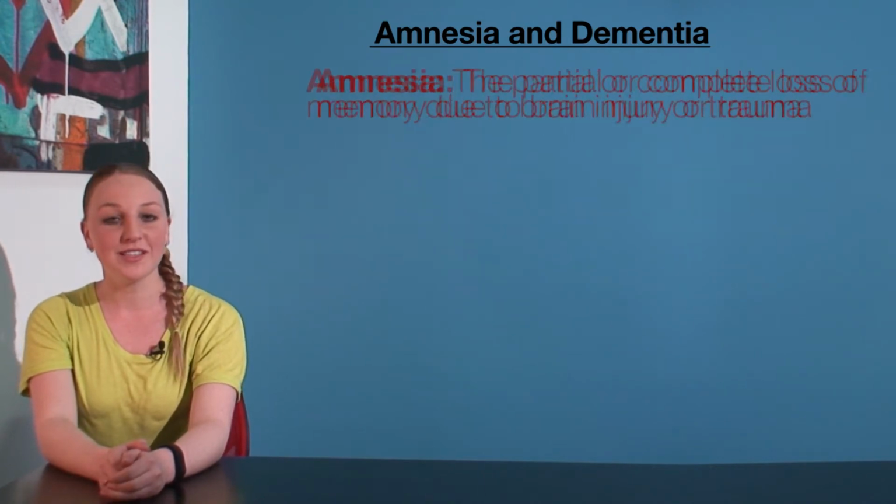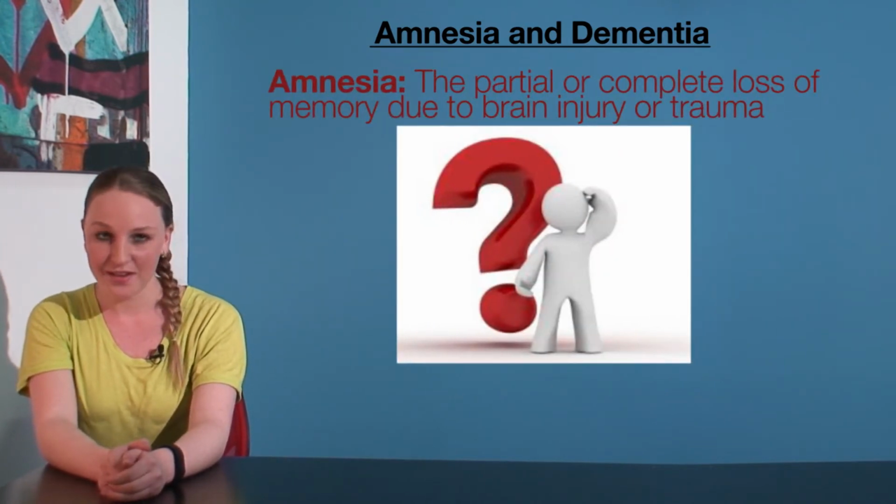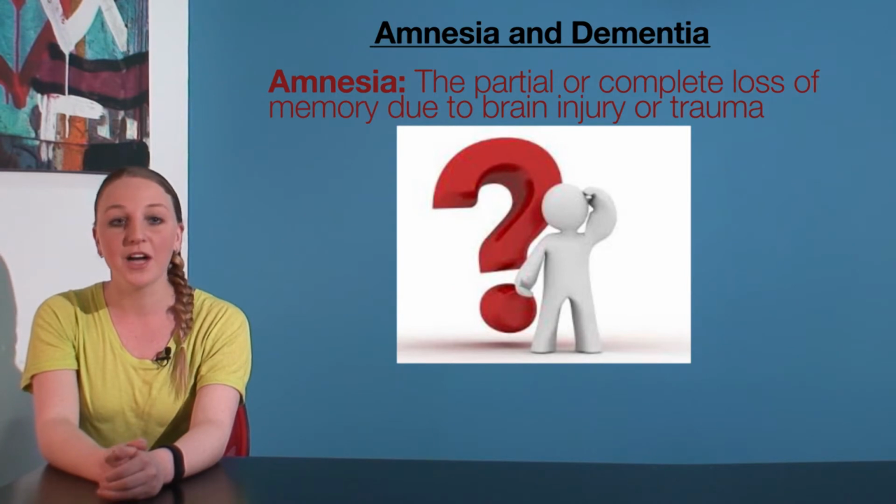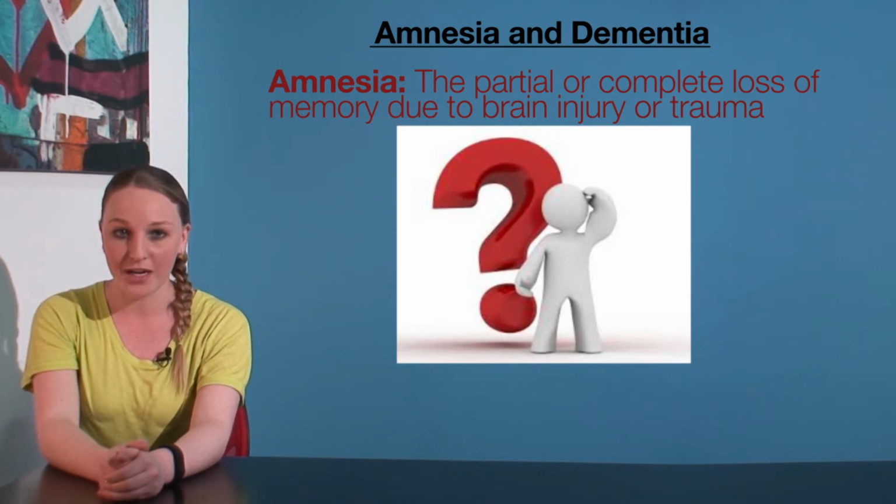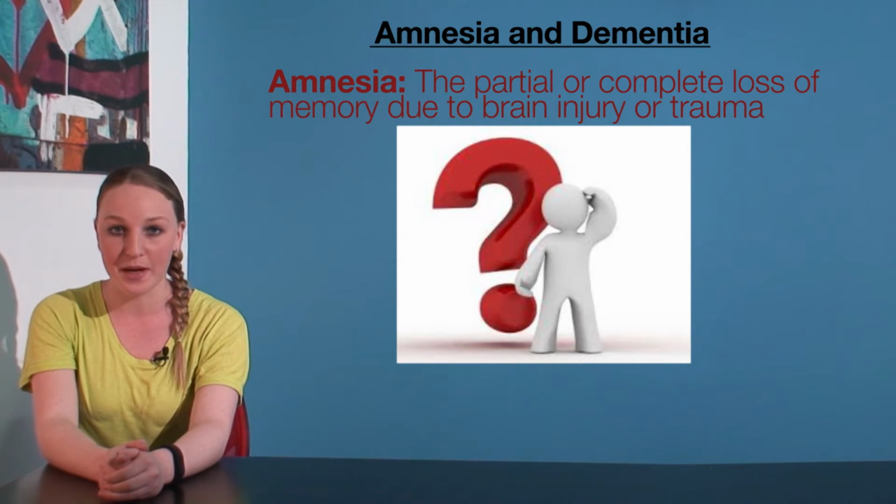We have looked a little bit about memory and its natural decline. But what about when natural processes are interrupted in some way? In this video, we're looking at the impact of brain trauma, brain injury, and dementia. Firstly, let's look at amnesia. Amnesia refers to the partial or complete loss of memory due to brain injury or trauma.